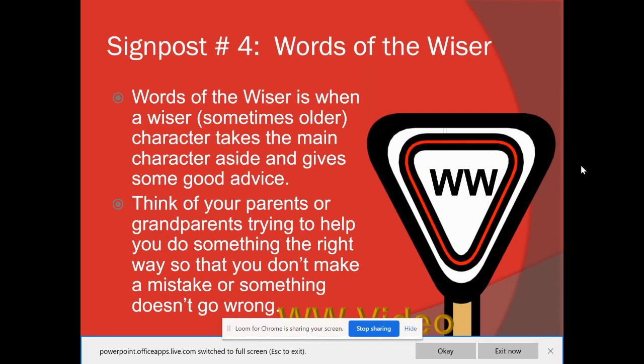Our next one is number 4. It is called Words of the Wiser. It is when a character, normally an older character, takes the main character aside and gives them some advice.